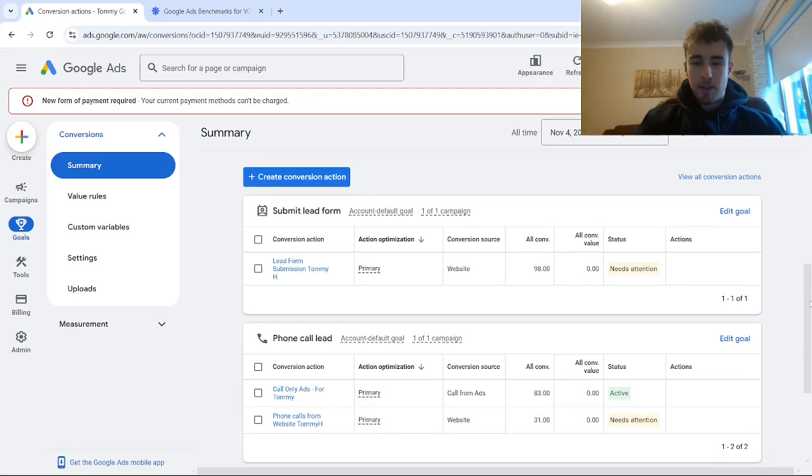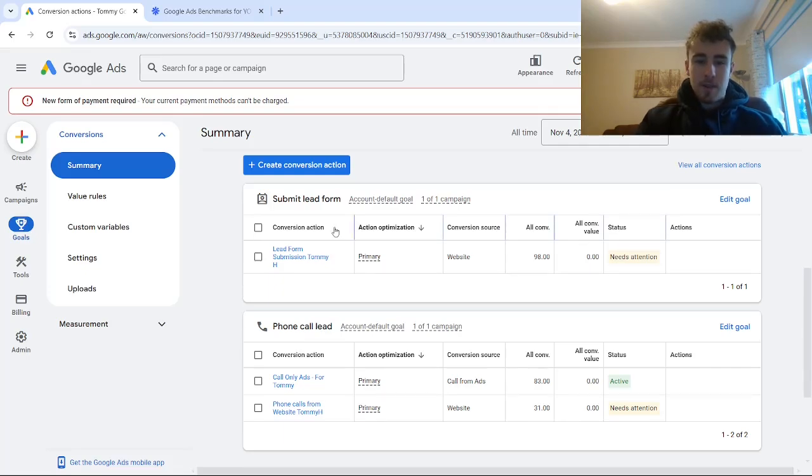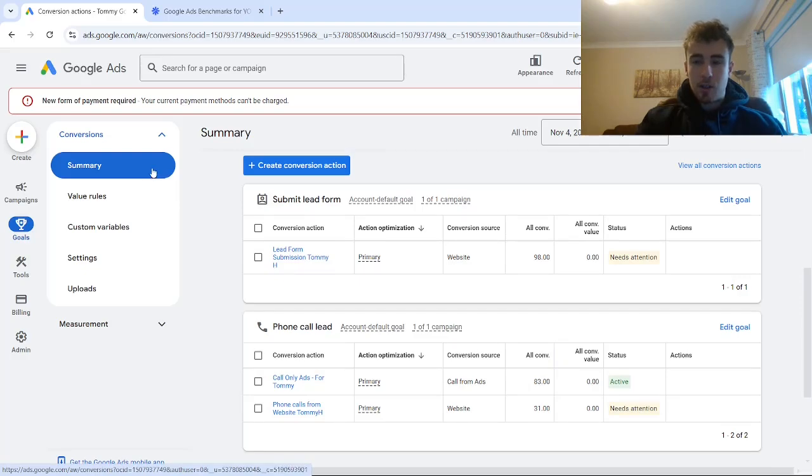And obviously, you want to make sure that your conversion tracking is set up properly for these as well. So, for example, in this case, we only have lead forms, when somebody fills out a form with their contact details, if somebody calls from the ad directly, or if somebody calls from the landing page itself. And you can see here how many conversions we have for each of these actions as well. So you just want to make sure that you have the right conversion actions set up for the actions that you want them to take, and that you have that tracking set up properly, first of all.